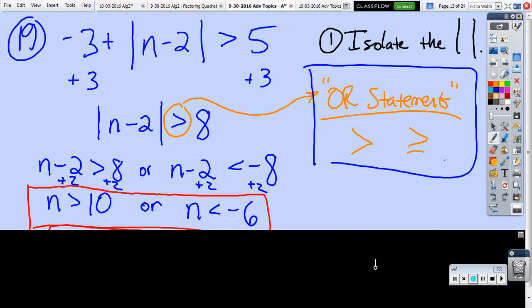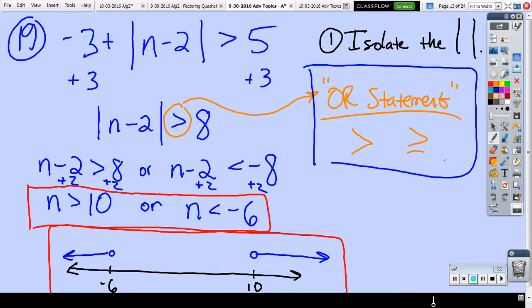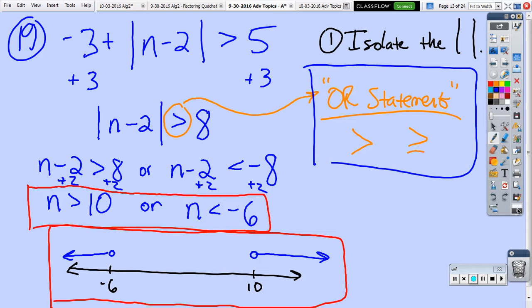And let's say you forget whether it's an and or an or. This can't be an and. I can't have a number that's greater than 10 and at the same time is less than negative 6. So you know it naturally is an or. So that would be your answer, and then if you had to graph this, it would look like this. Less than negative 6, so an open circle left, and then greater than 10, open circle right, 10.